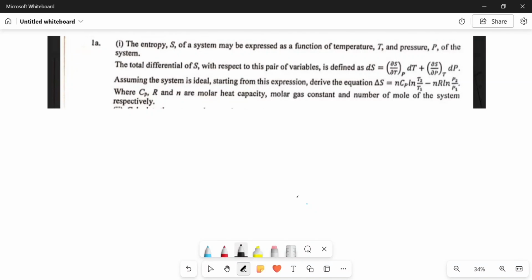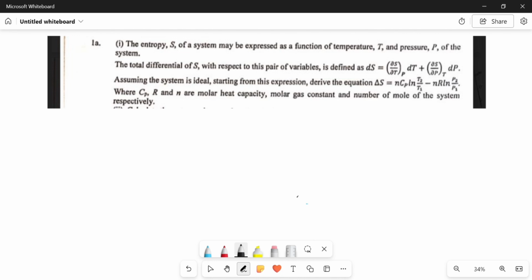Today we'll be solving this particular question on our screen. The question says the entropy of a system can be expressed as a function of temperature and pressure of the system, and the total differential of S, which is the entropy, with respect to pairs of variables, is defined as dS equals the partial differentiation of S with respect to T at constant pressure dT, plus the partial differentiation of S with respect to P at constant temperature dP.